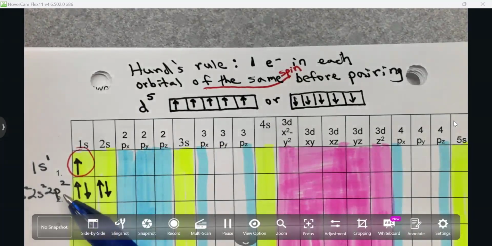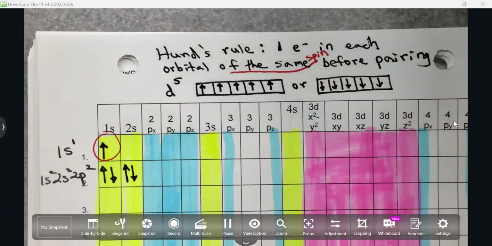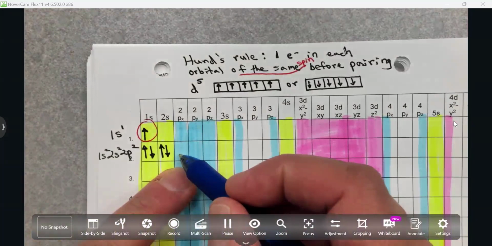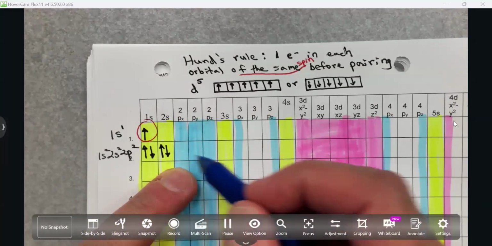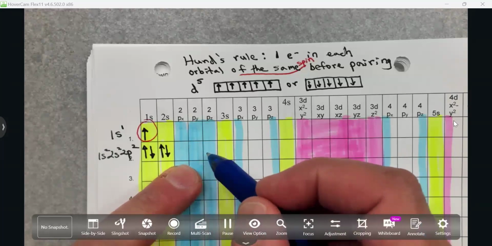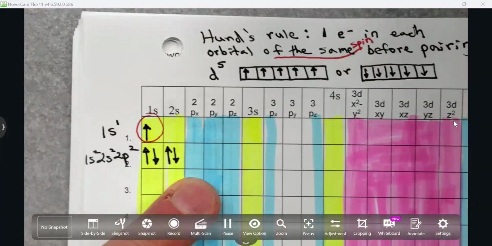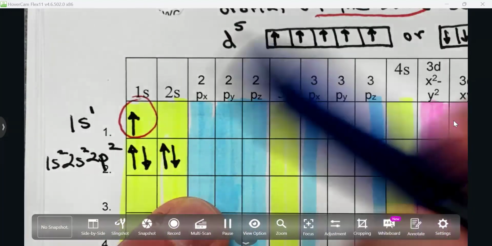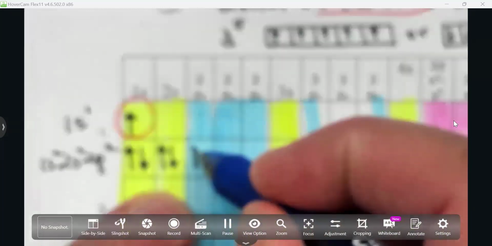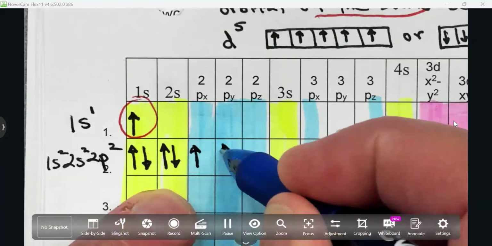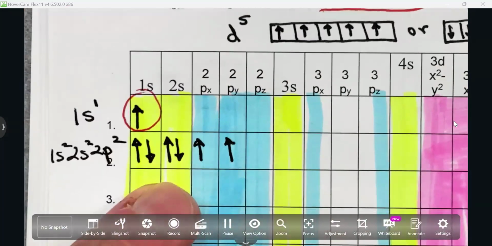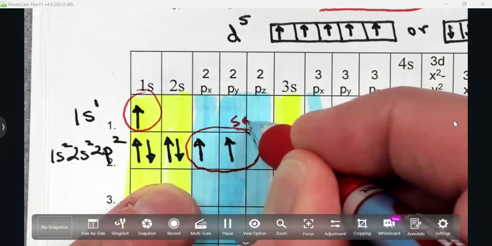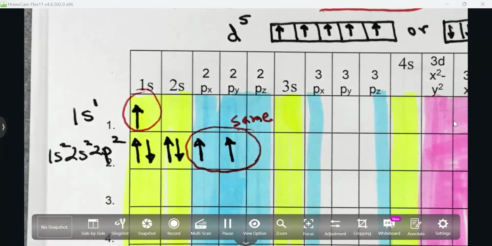So when I go here to 2p2, it also works with the p's, the same thing. I need to put one electron here, or one here, and one here, or one here, and one here. You don't know which one of these is going to go in, 2 out of the 3. I'm just going to do it left to right, and I'm going to put 2 of them up. This has to be the same. 2 up or 2 down, correct?